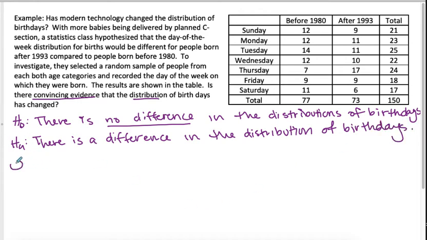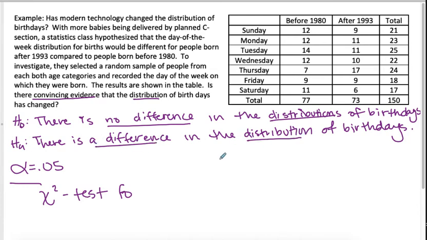And they haven't told us at what significance level. Okay, I'm going to try alpha again. A little bit better. So at 0.05, our plan here, we have a table. We're going to do a chi-squared test. We're looking at no difference in distributions versus a difference in the distributions. So this is chi-squared test for homogeneity.